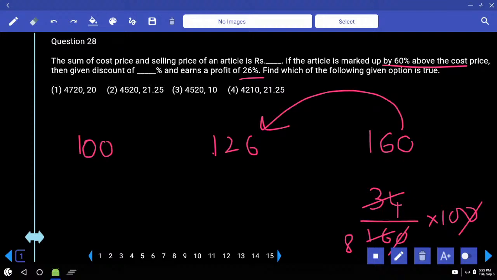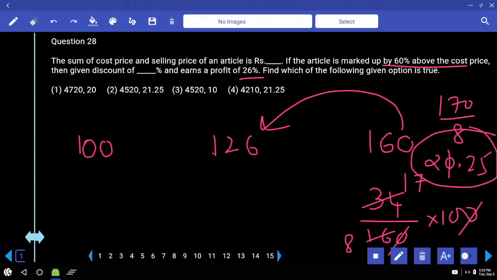170 by 8. 170 by 8 gives, 8 20s are 160. 10 by 8 means 1.25. So 21.25 should be the percentage. Option 2 and option 4 are there. Understood or not? So if you observe, the discount percentage is 21.25.